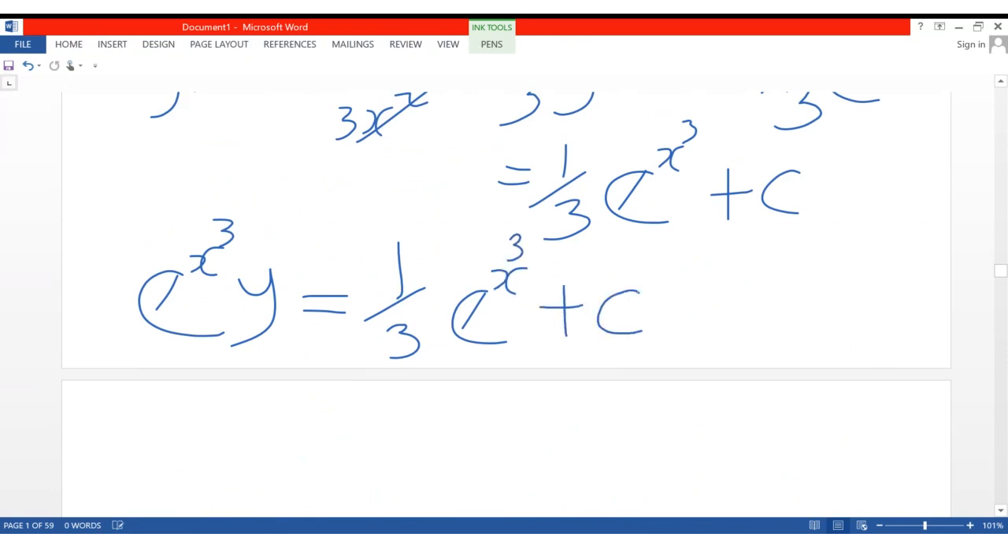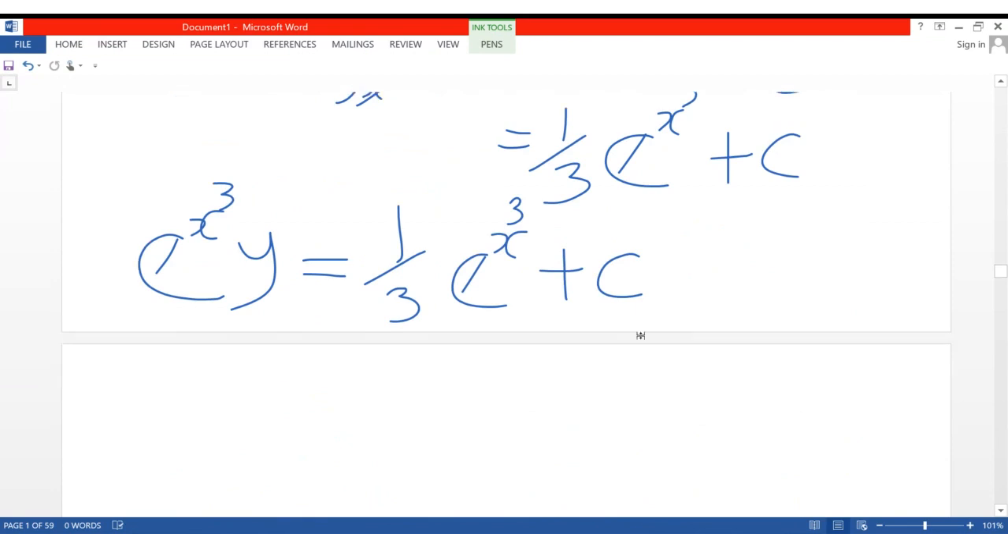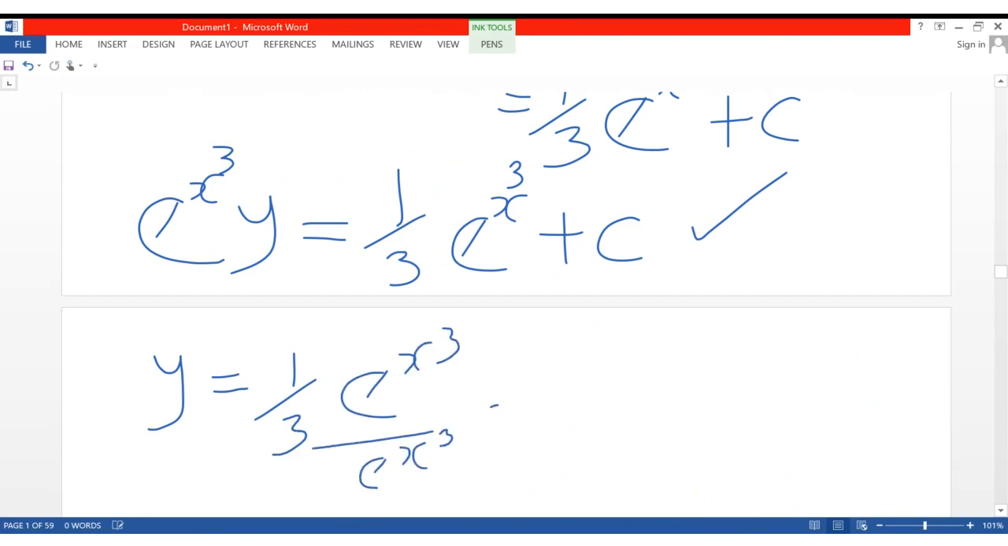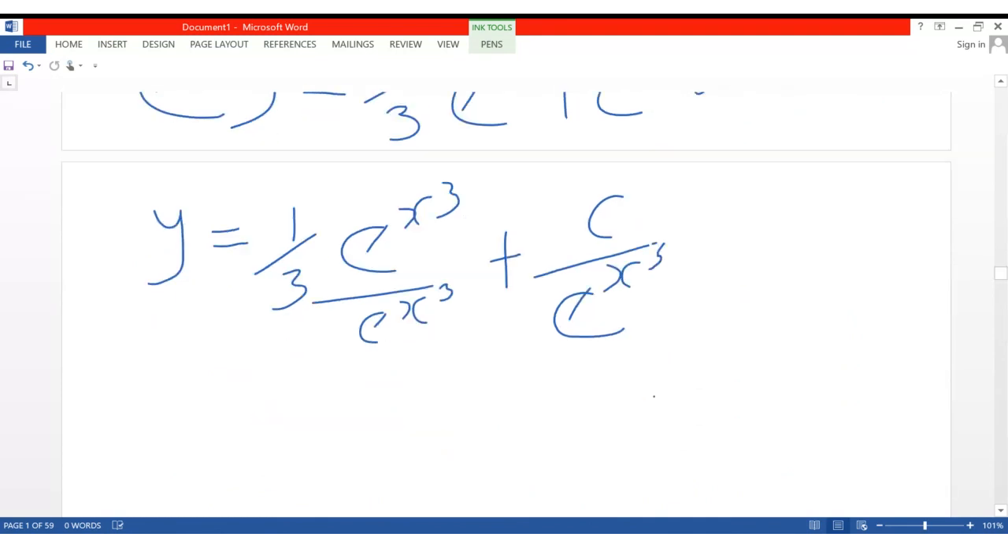If you want to make y the subject of the formula, that answer is still okay with me. You can still do that by dividing throughout. So if I divide throughout, I remain here with y. I remain with 1 over 3 exponential x to the power 3 all over exponential x to the power 3, plus c all over exponential x to the power 3. And this one I can simplify as 1 over 3. When a positive power moves over, it becomes negative. That's another way of writing it.